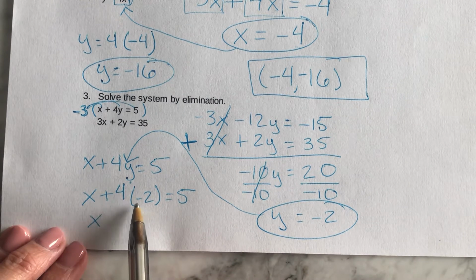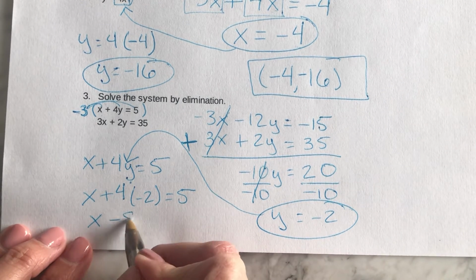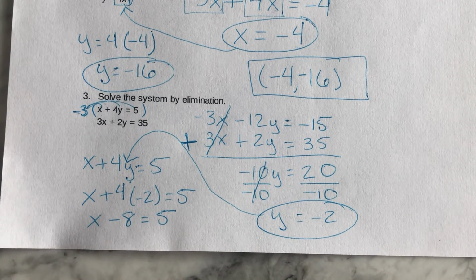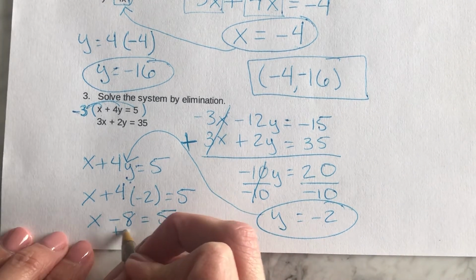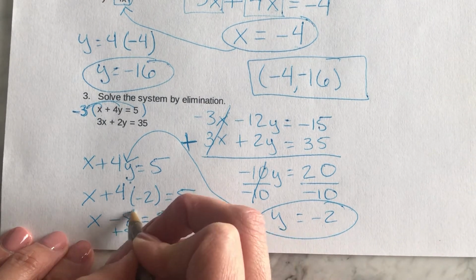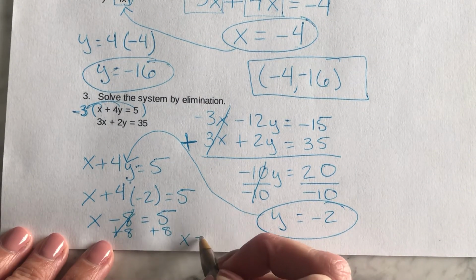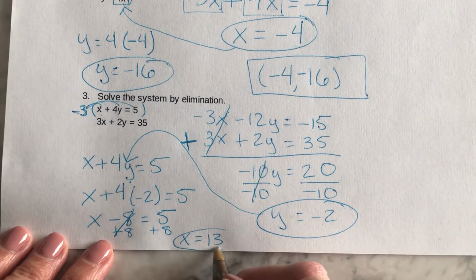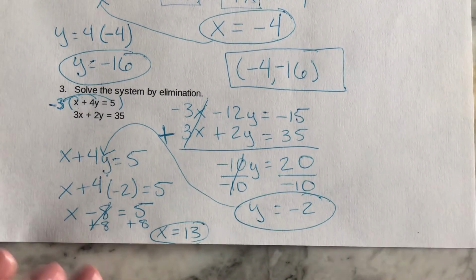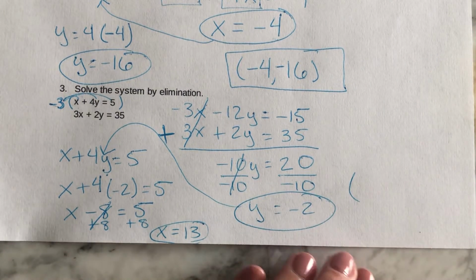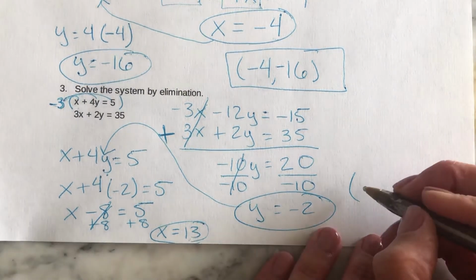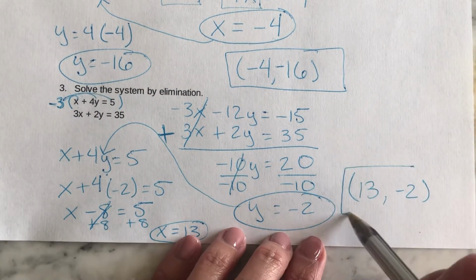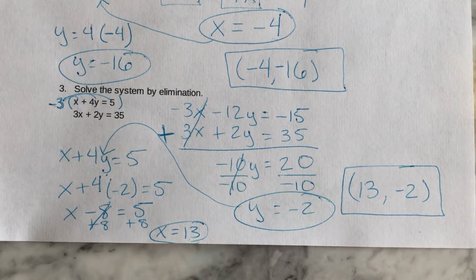So 4 times -2 is -8. And then get x by itself, so add the 8 to both sides. 5 plus 8 is 13. So there's your x value. Okay, so put them together. Final answer, put x first. 13 comma -2 would be the answer there.